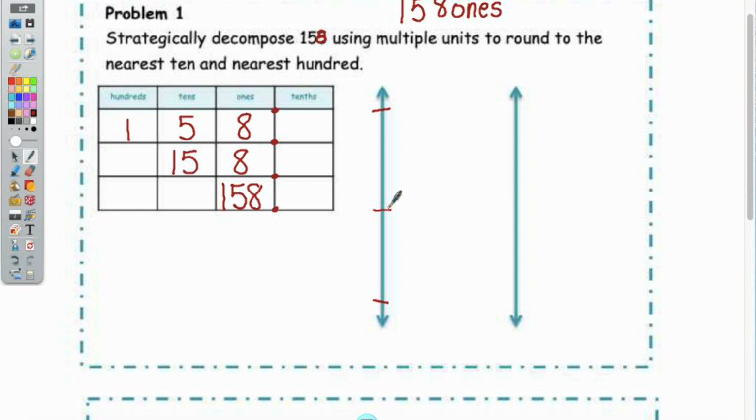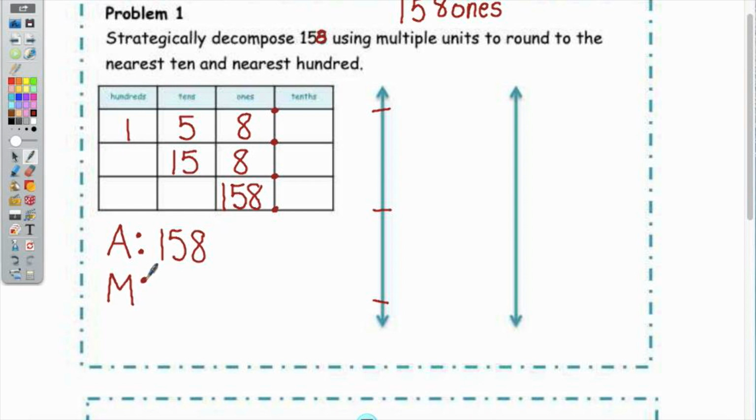So the first thing we need to do is write the actual number down that we're rounding. That's why I put an A here. So go ahead and write an A there. What is the actual number that I'm rounding? 158. Okay?